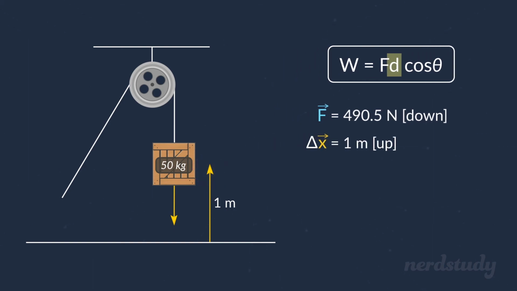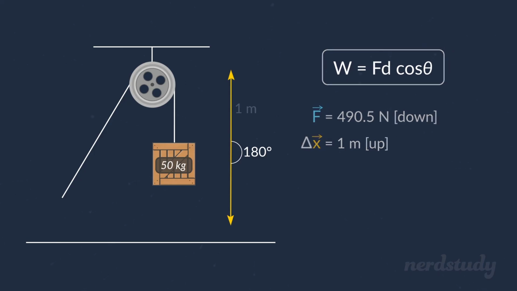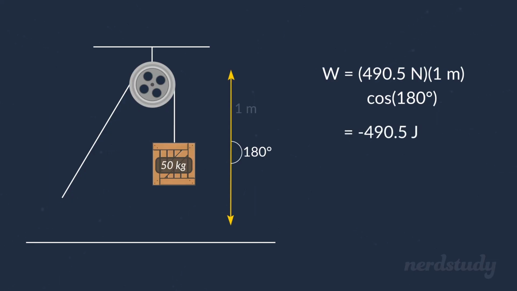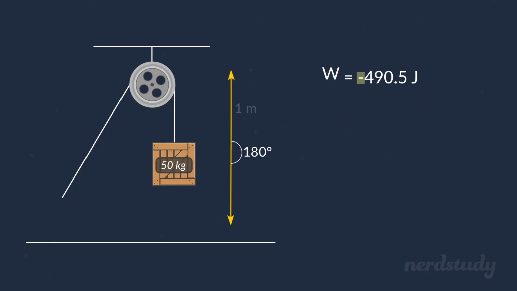And what about the angle between the displacement and the force of gravity? Since they point in opposite directions, it's 180 degrees. And once we substitute all this information into the equation and compute it, we get a result of negative 490.5 joules. But wait a minute, negative 490.5 joules? What on earth does that negative sign mean?